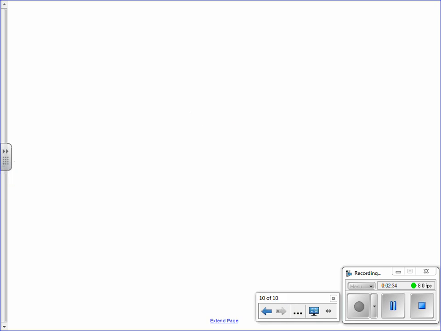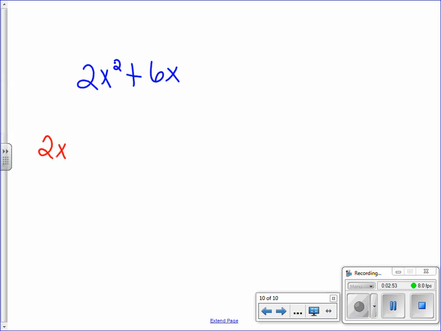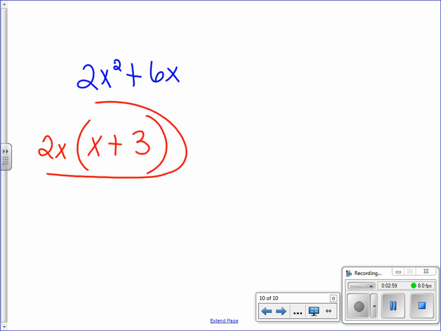Alright. Try this one. I will tell you, it just has a GCF. There's nothing else that you have to do. Don't do anything else to it. Alright, what's the GCF? 2x. What does that leave me with? X. Yes. Very good.